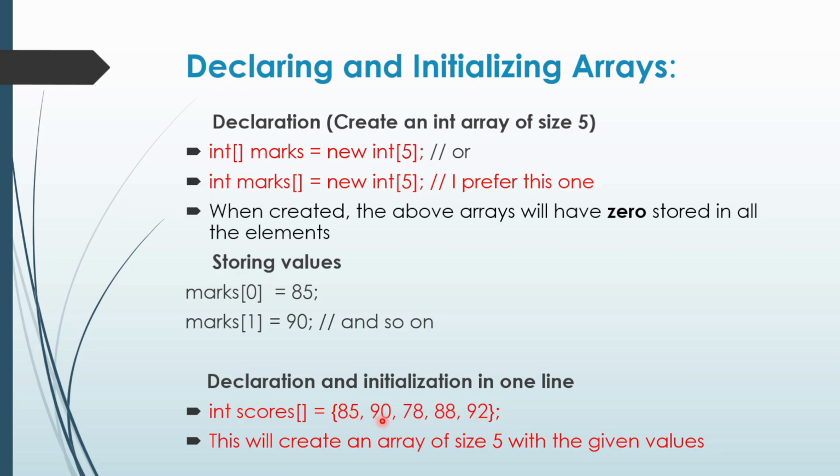So when I say 85, 90, 78, 88, 92, and end it with a semicolon, what will happen is it will actually create an array called scores which has a size of 5. Why 5? Because I have specified 5 values here. It will create an array of size 5 and it will assign these values also.